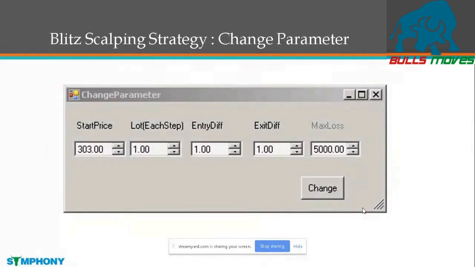After selecting the parameters, let's say you've loaded the strategy, and in between you want to change some parameters, so you can change your parameters like start price, lot size, entry difference, exit difference, maximum loss. So this was the scalping strategy. This strategy is helpful whenever you know the market is range bound or a very choppy market, where the price is currently quoting between 95 to 105 rupees.